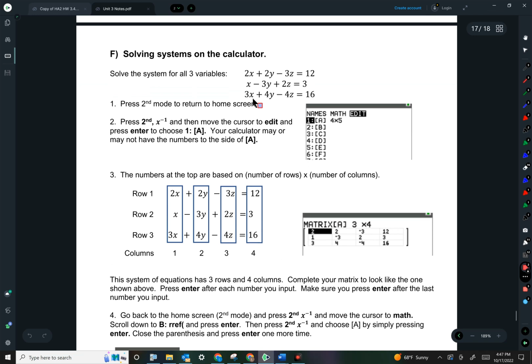Basically, we're going to solve the system up here at the top, the one that says 2x plus 2y minus 3z equals 12. I have three equations and three variables. I'm going to solve for all three variables, and I'm going to have the calculator do all the work.